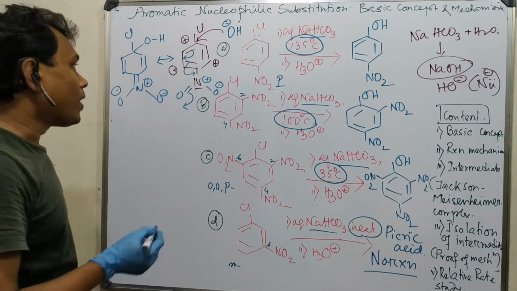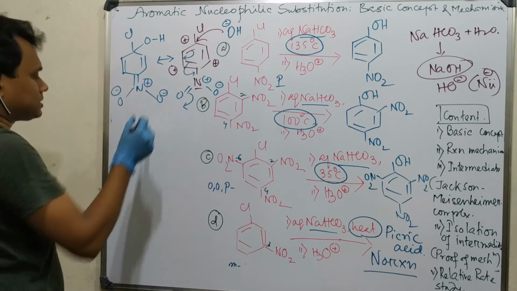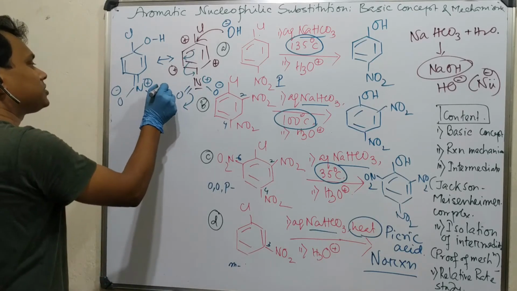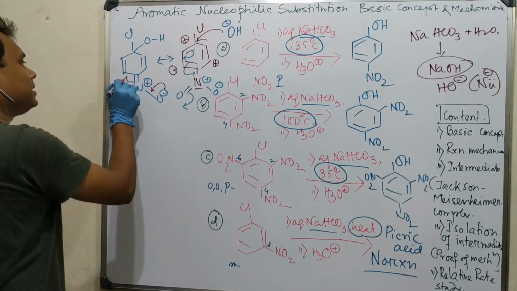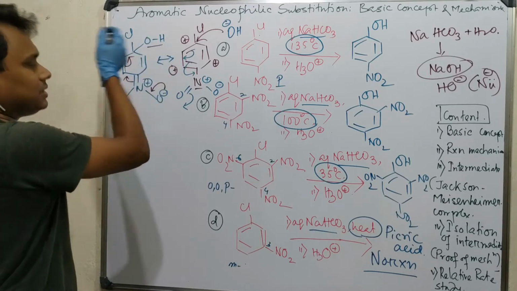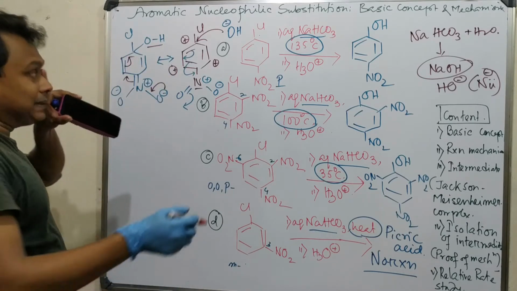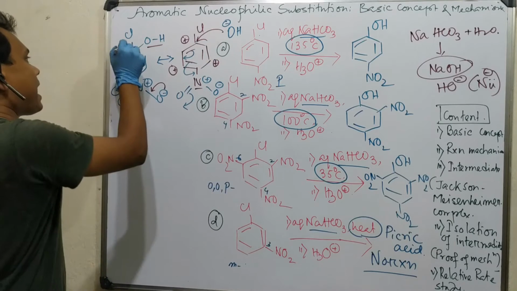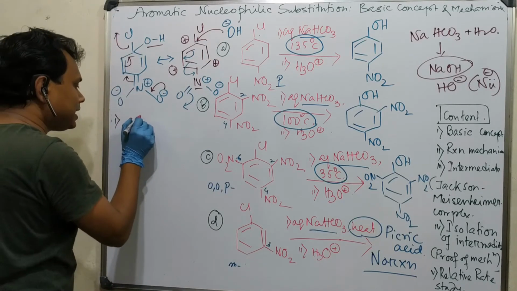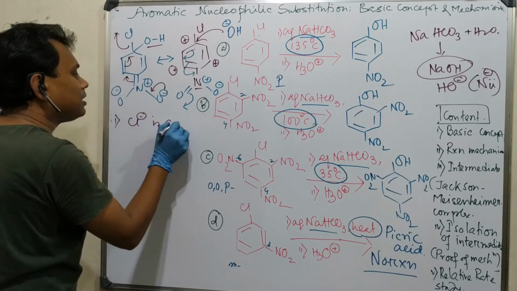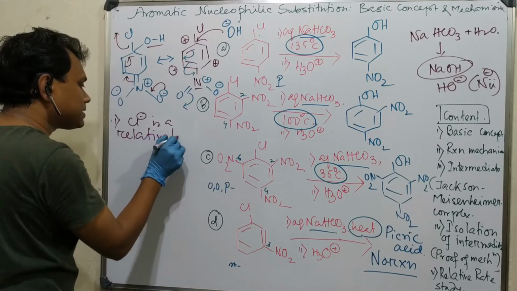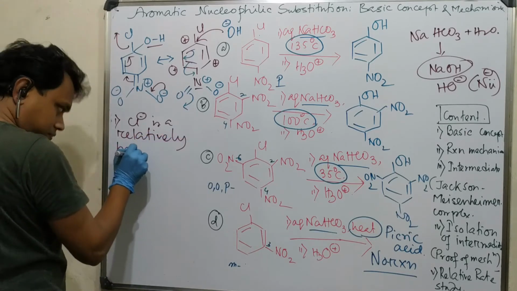So what happens in the next step? In the next step, the negative charge which is held by the nitro group is pushed back. Now two chances are there. The OH can leave; if OH leaves, there is no reaction. Apart from that, Cl can leave. Why? Because number one, Cl is a relatively better leaving group.